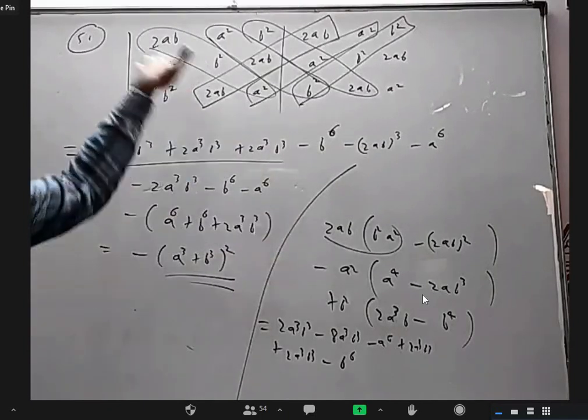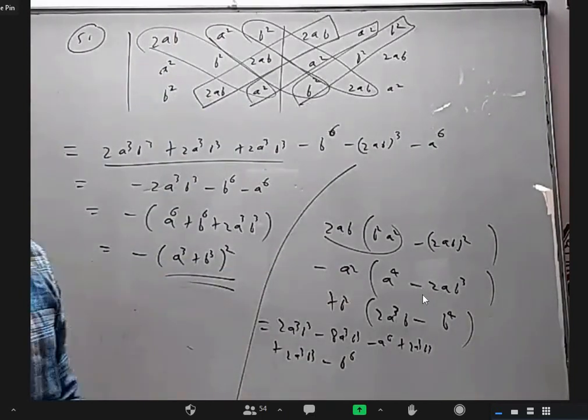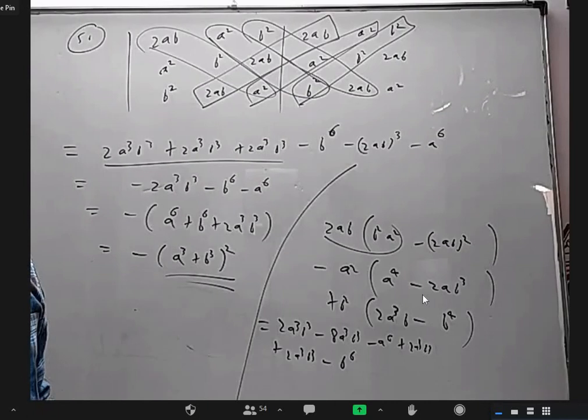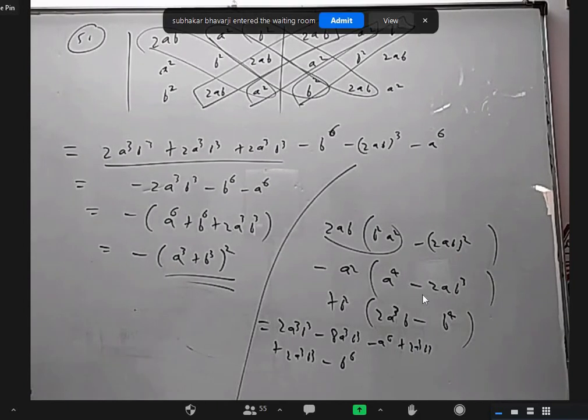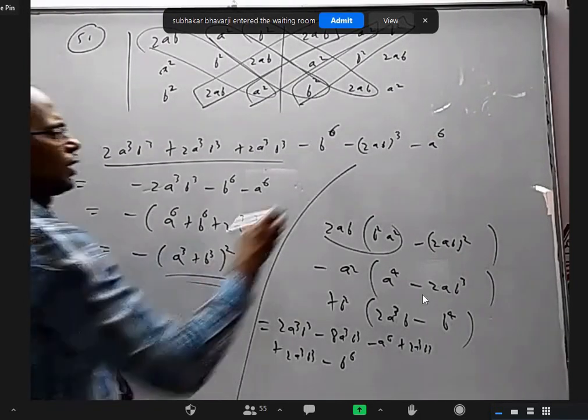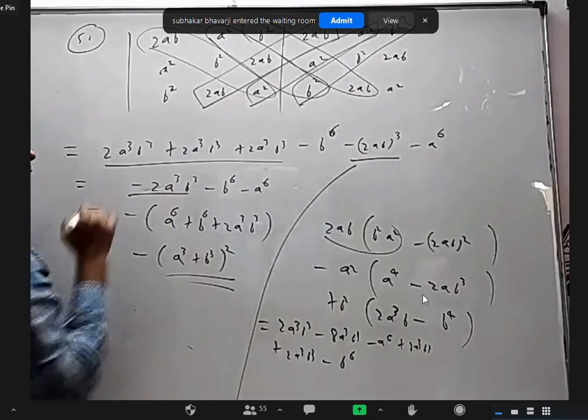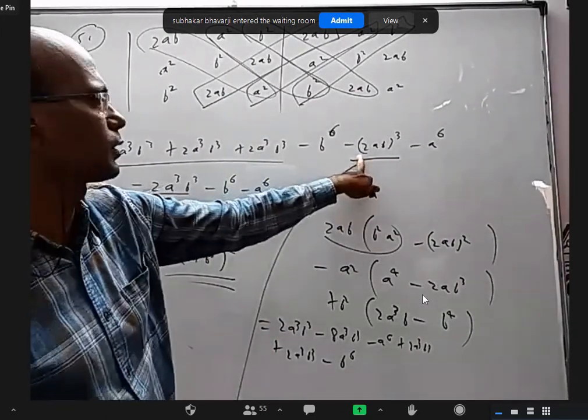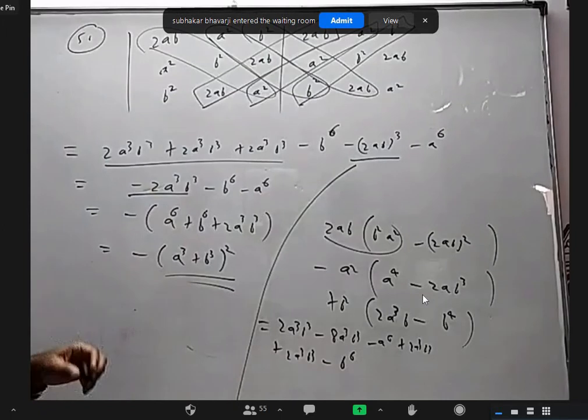If somebody wants to expand by using first row normally, is that okay? Sir, yes, sir, I got it. Okay. Sir, 2a cube b cube plus 2a cube b cube plus 2a cube b cube. You underline, no, sir. Including this, it is this. There is one minus 8a cube b cube. Including that, it is minus 2. Okay.